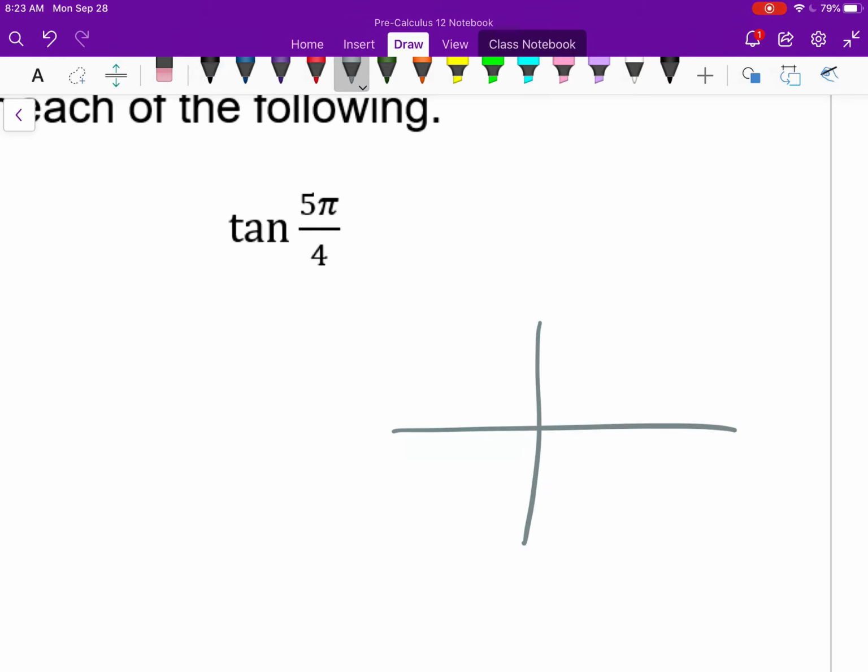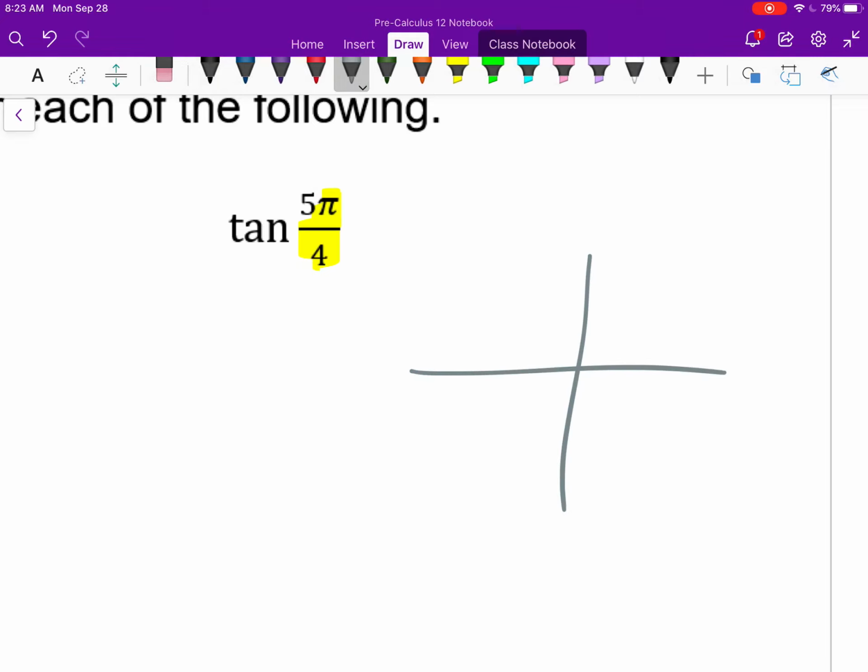First, let's think about which quadrant it is in. I would realize it's pi over 4, which is 45 degrees, but 5 of them. So 1, 2, 3, 4, 5. I know it must end up right there. That's one fairly quick way of knowing where 5 pi over 4 is. So I now know, without even turning this into degrees, that 5 pi over 4 radians will end up in the third quadrant. And I know in the third quadrant, tangent is always positive. So my answer is going to be positive.